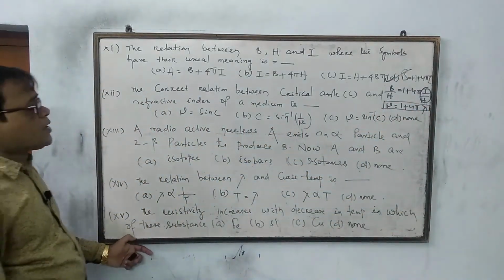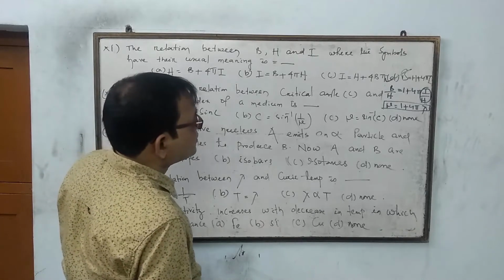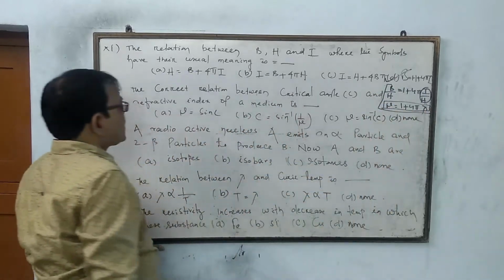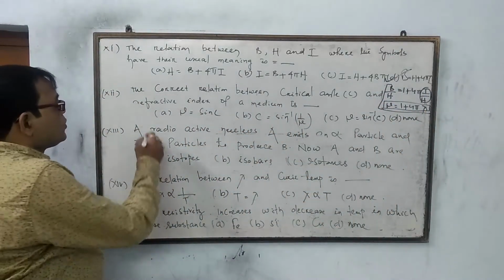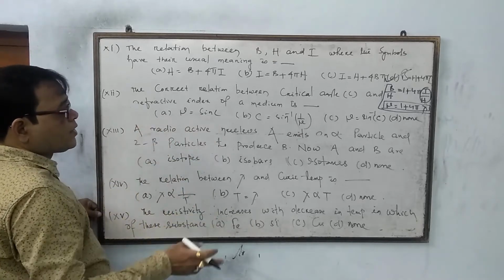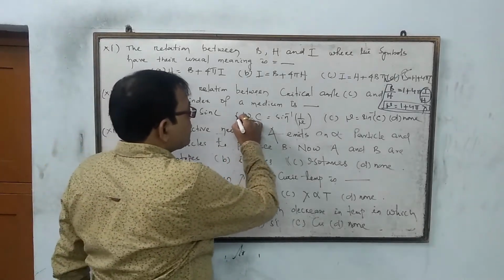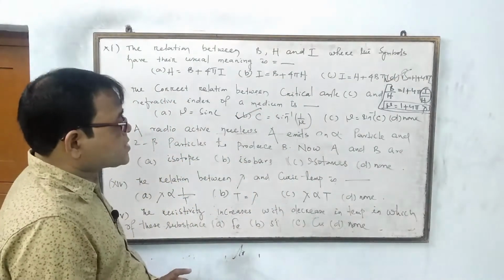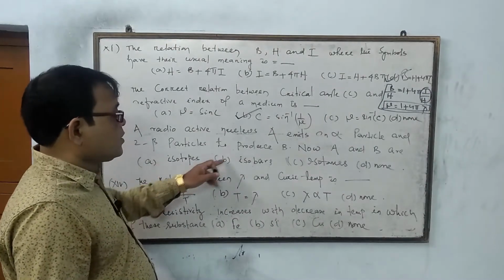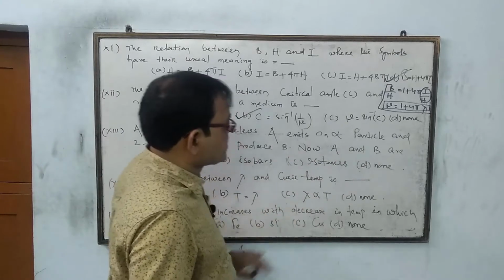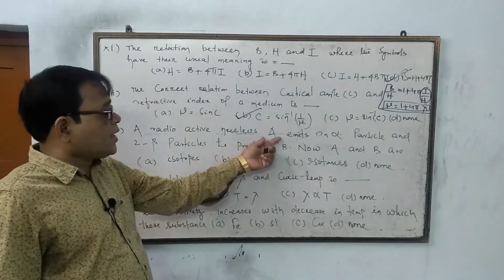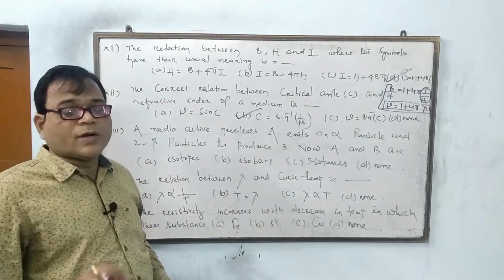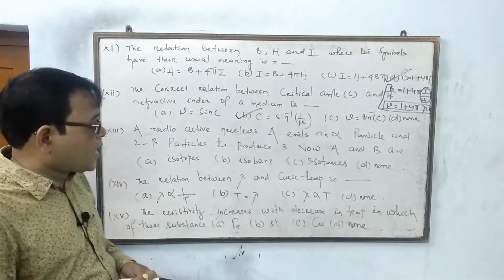Next, the correct relation between critical angle and refractive index of a medium is dash. We know the relation is mu equal to 1 by sin C. So C equal to sin inverse 1 upon mu. A radioactive nucleus A emits an alpha particle and 2 beta particles to produce B. Now A and B are dash. You see, the parent nucleus is A and the daughter nucleus is B. If a parent nucleus emits 1 alpha and 2 beta particles, then the product would be an isotope.